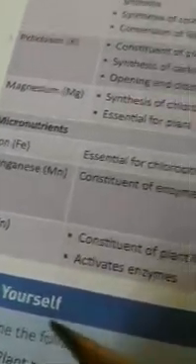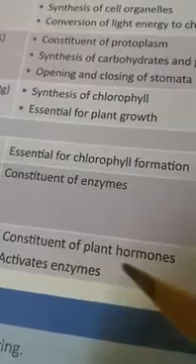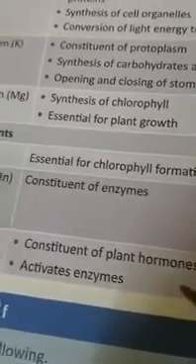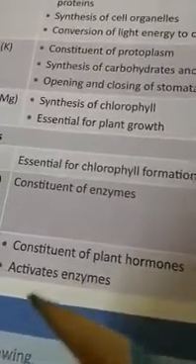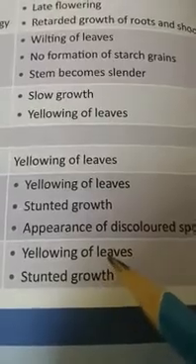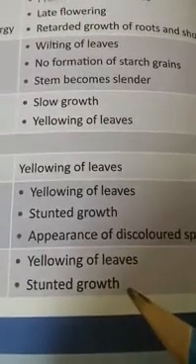And the last one is zinc. Zinc is a constituent of plant hormones. So plants also produce hormones which require zinc and this activates the enzymes also. So in the deficiency of zinc, the leaves will turn yellow and the plant remains stunted. Okay, the growth will not take place properly.